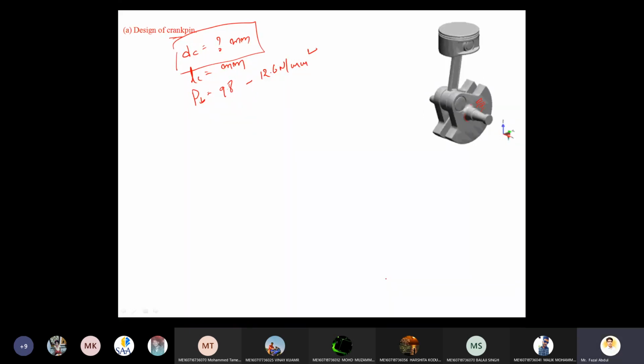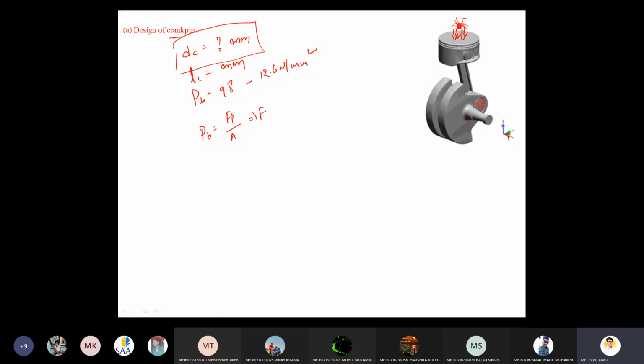And due to the gas force FP acting here, because of the explosion of this gas, the pressure is created downwards on the surface of the piston. So because of this, what is happening? This gas force is taken by the piston and transferred to the connecting rod and then to the crank pin here. So bearing pressure equals gas force by area.